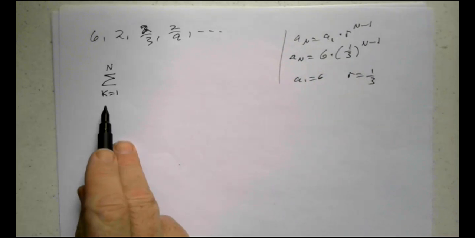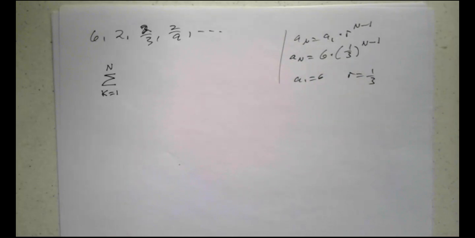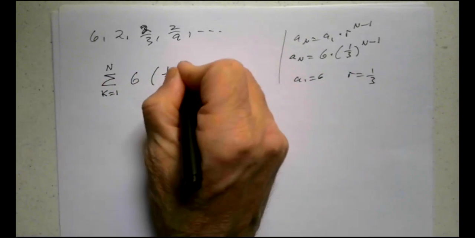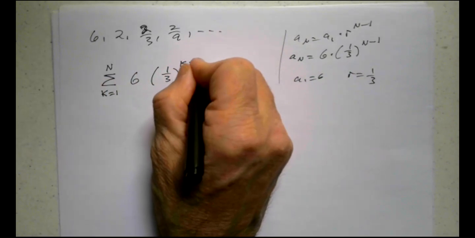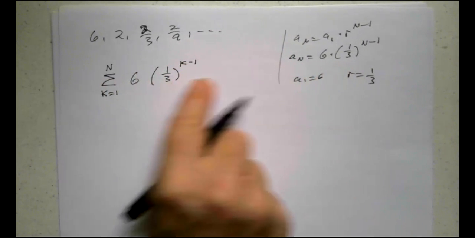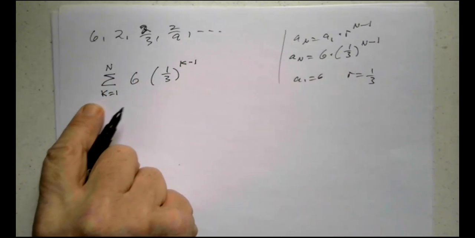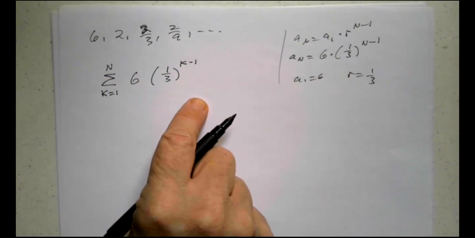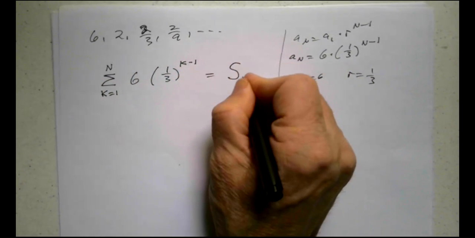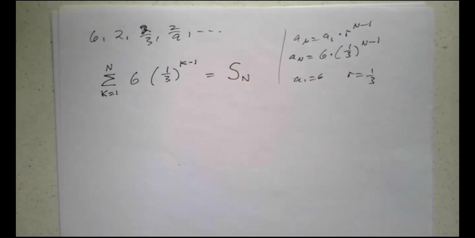Since k goes from 1 to n, I'm starting at 6 times 1/3 to the k minus 1. And notice it'll end at the nth term, which is 6 times 1/3 to the n minus 1. So that's one way for us to list the sum of the first n terms. Using my preferred notation, that is S sub n, the sum of the first n terms.